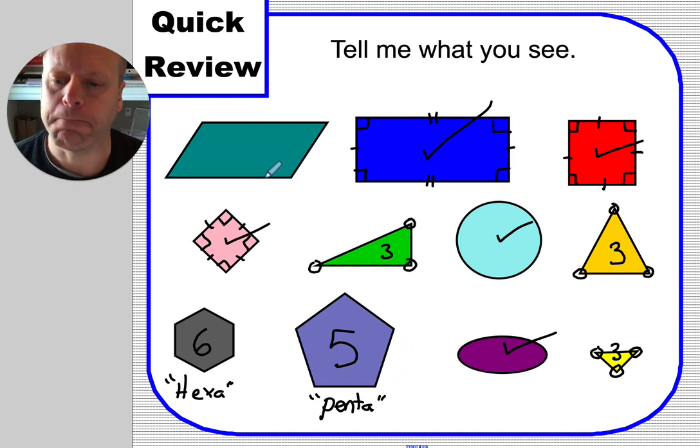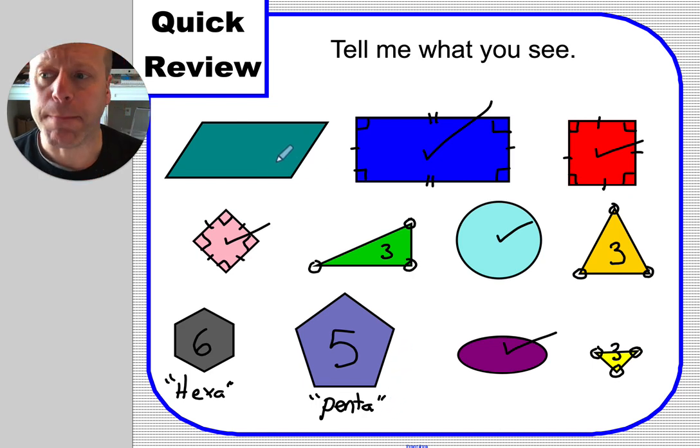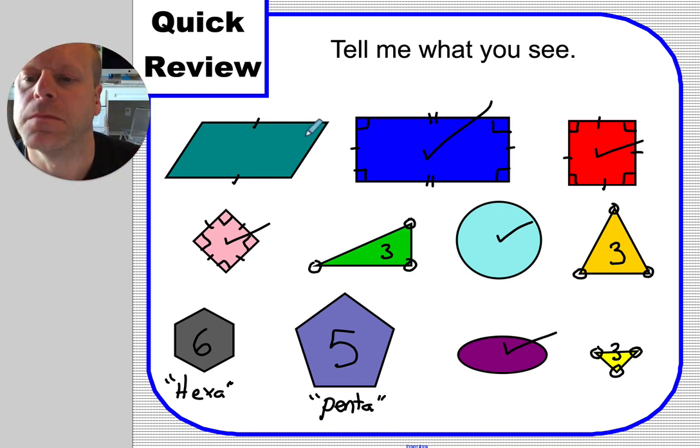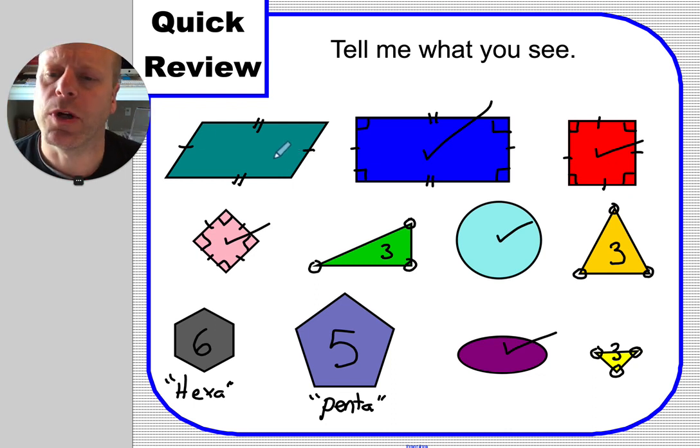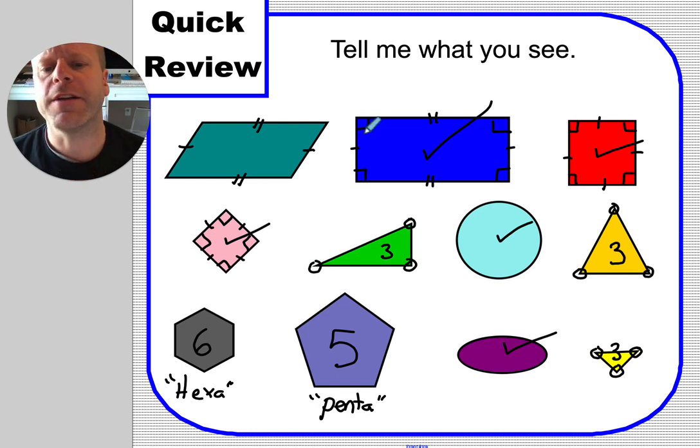And this one is a parallelogram. A parallelogram has 2 sides that are very parallel, right? So these are 2 long sides. And then here we have 2 more sides that are parallel. Parallel means they're never going to cross. So we would call this a parallelogram. The only difference between a rectangle and a parallelogram is that it does not have 90-degree corners.